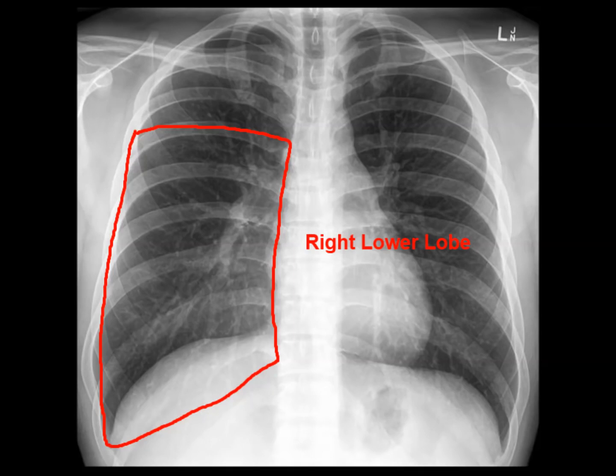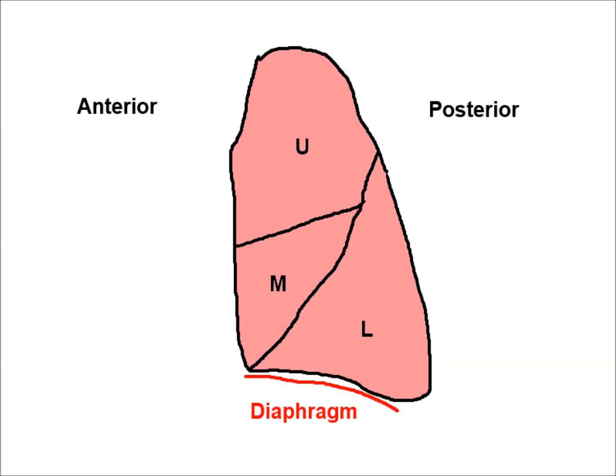Hopefully you notice that there is some overlap between lobes, particularly between the lower lobe and the other two. This is because of the three-dimensional structure of lungs. The lower lobe occupies a space posterior to the other two lobes, and also to the dome of the diaphragm.